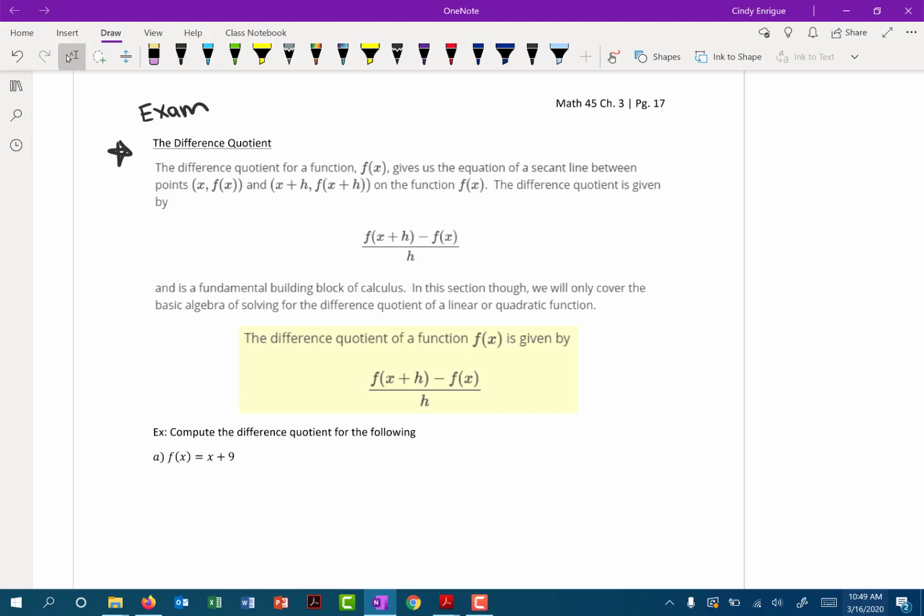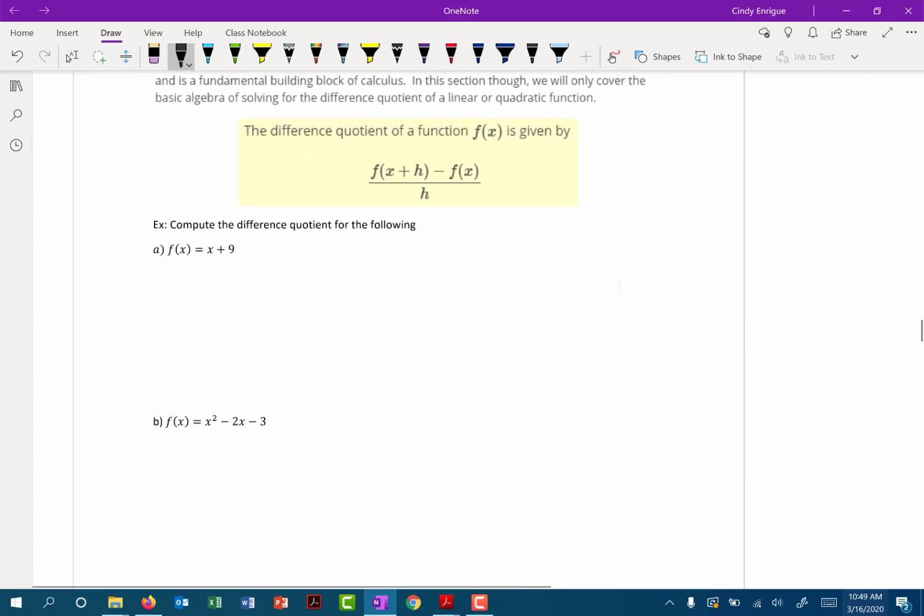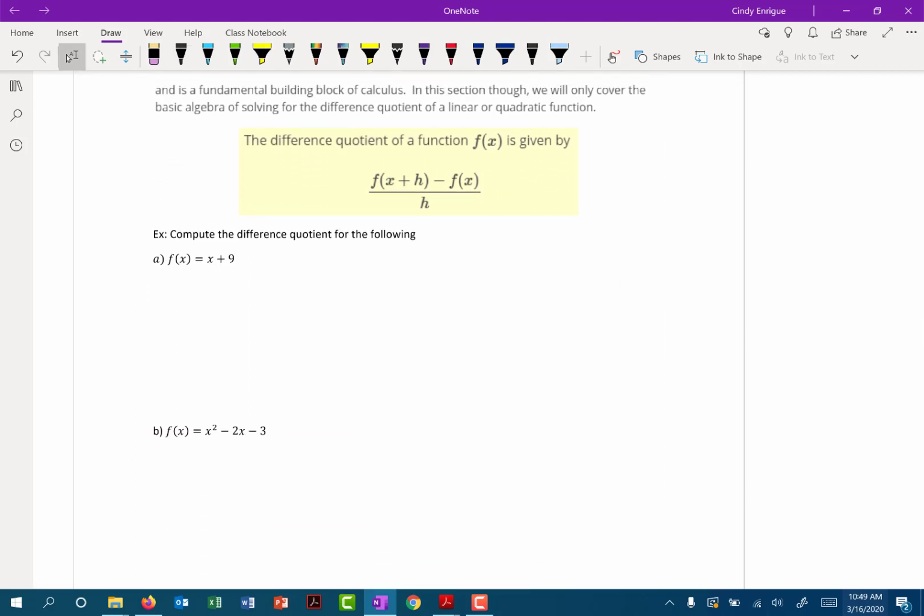So here we know the formula for a difference quotient. We have f of x plus h minus f of x, all divided by h. That x plus h is actually what you're plugging into x. I know that sounds weird, but that's what you're plugging in. So for example, find the difference quotient for the following equation: f of x is equal to x plus 9. This is going to feel really weird, but just go with it. You want to figure out what f of x plus h is going to look like.